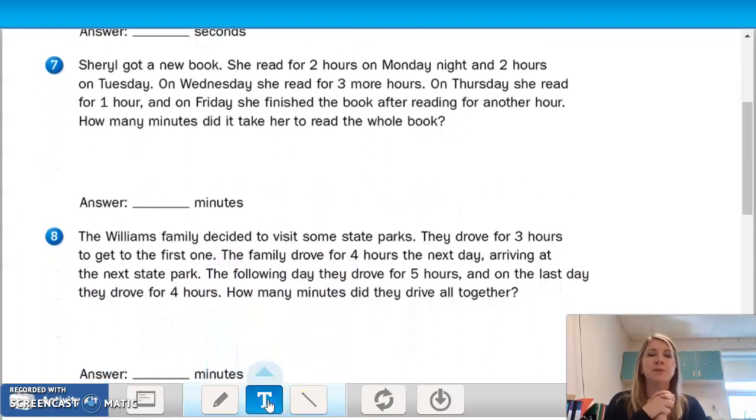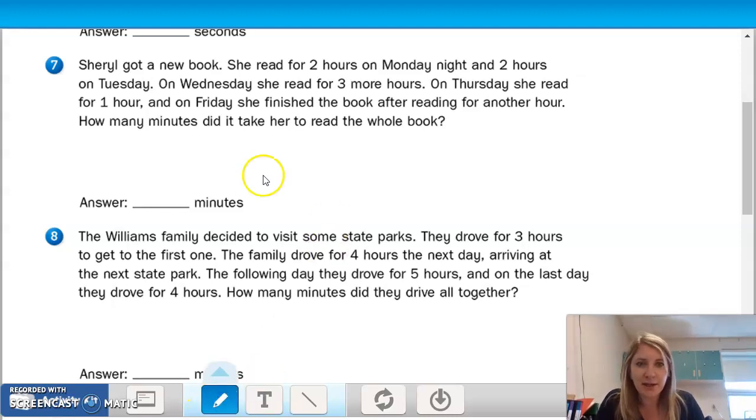Let's see what we have to do in this one. Cheryl got a new book. She read for 2 hours on Monday night, 2 hours on Tuesday. On Wednesday, she read for 3 more hours. And on Thursday, she read for an hour. And on Friday, she finished the book after reading another hour. I'm going to pull out my pen because there's a tricky thing in here.